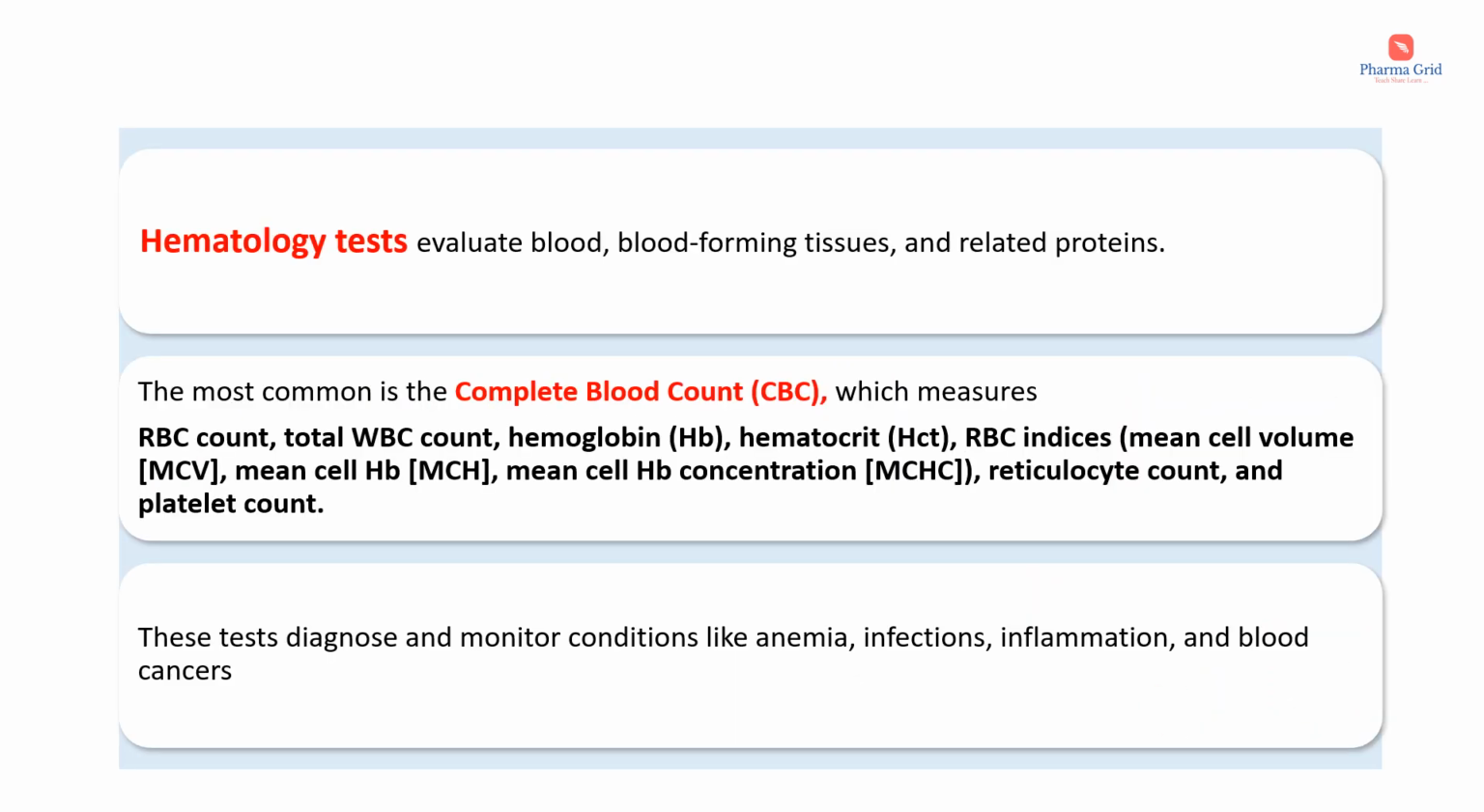Hematology tests evaluate blood forming tissues and related proteins. The most common is the complete blood count, that is CBC, which measures RBC count, total WBC count, hemoglobin, hematocrit, RBC indices such as mean cell volume, mean cell hemoglobin concentration, then reticulocyte count and platelet count. These tests diagnose and monitor conditions like anemia, infections, inflammation, and blood cancers.